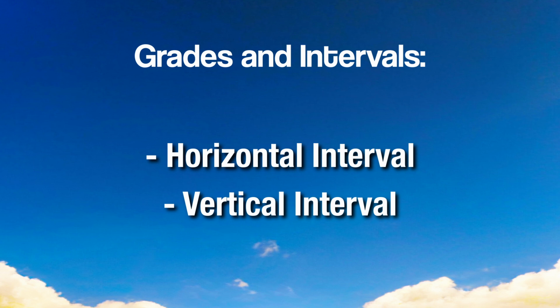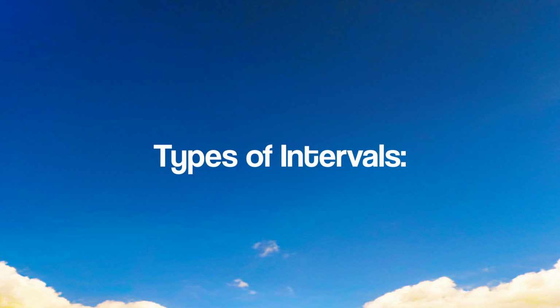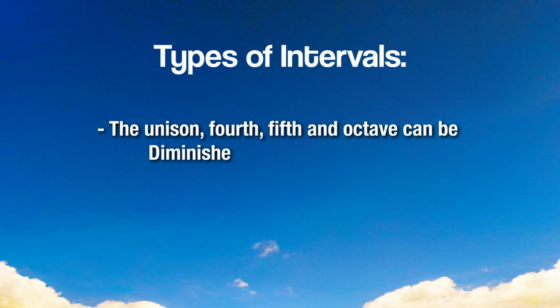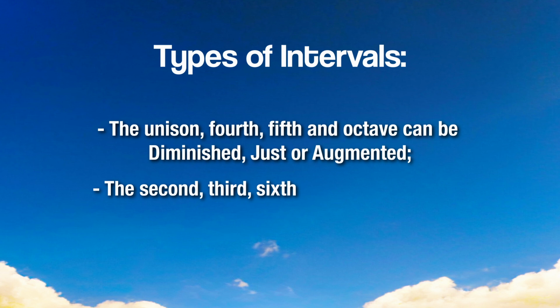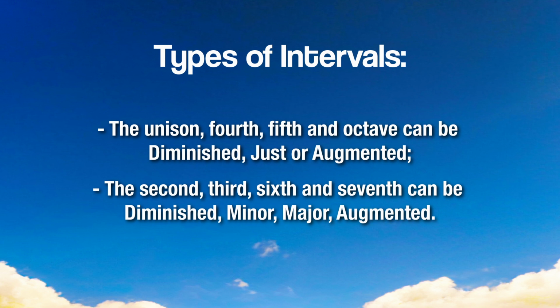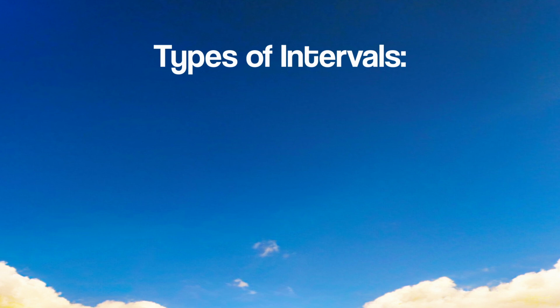A melodic and harmonic interval can be of several types. The unison, fourth, fifth, and octave can either be diminished, just, or augmented. The second, third, sixth, and seventh can either be diminished, minor, major, or augmented. The just interval can also be called perfect. A legend with all the types of interval will now be shown.